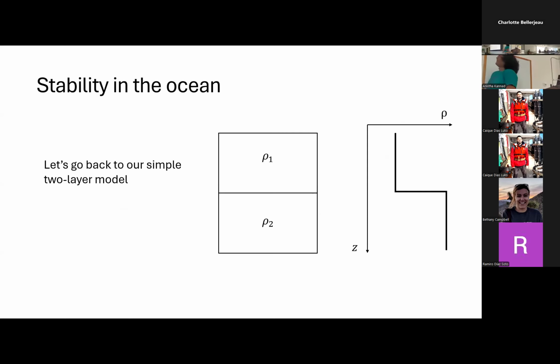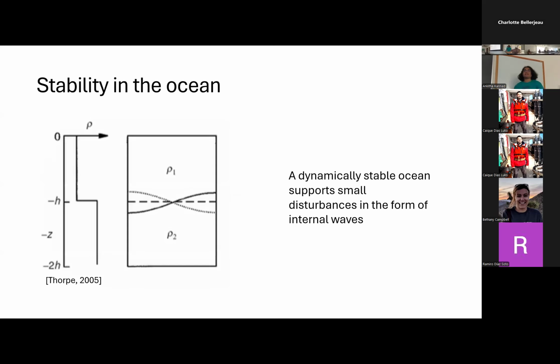So now, instead of thinking of a fluid with two different colors of density, let's just call them rho 1 and rho 2. When you have a stable equilibrium, if you shift this two-layer model a little bit, you're going to create disturbances that are basically internal waves, which is what Caique talked about. And it's just going to keep oscillating. It's not going to change the overall two-layer system that we have. And that's an example of a dynamically stable system.